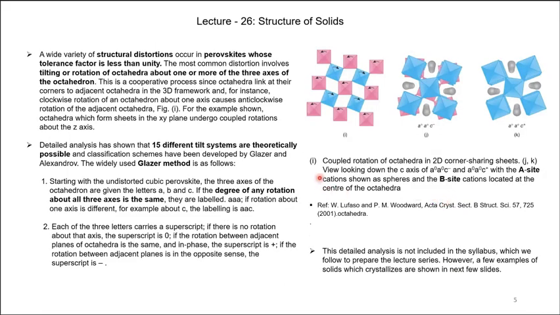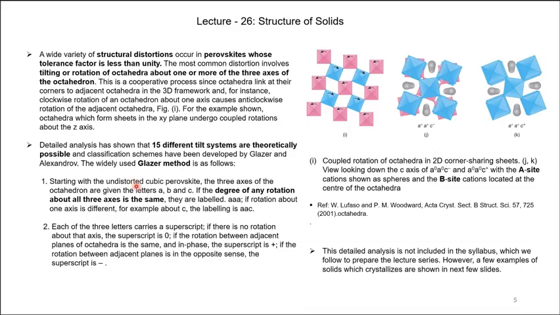Another type of distortion of perovskite which we have to discuss is for perovskites whose tolerance factor is less than unity. Then we see structural distortion modes. In a three-dimensional structure, we show here how the distortion occurs, and this distortion is theoretically possible, as has been shown by Glazer and Alexandrov. This is widely used as the Glazer method, and the following methods are taken into consideration for explaining the distortion.